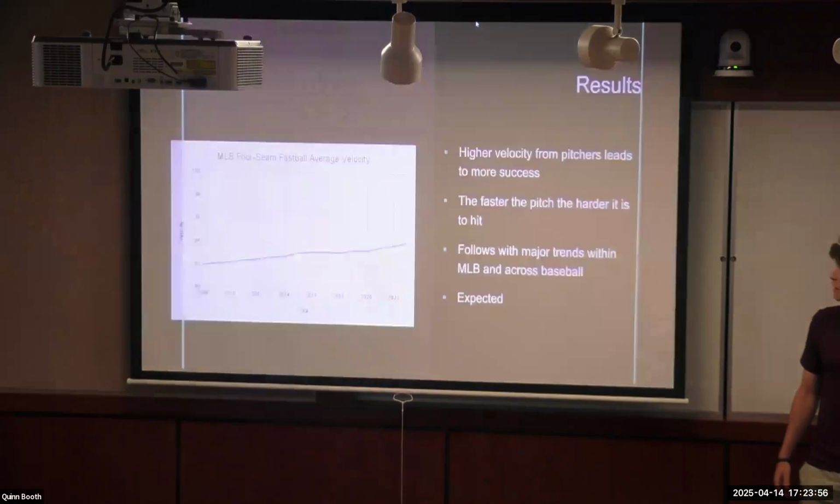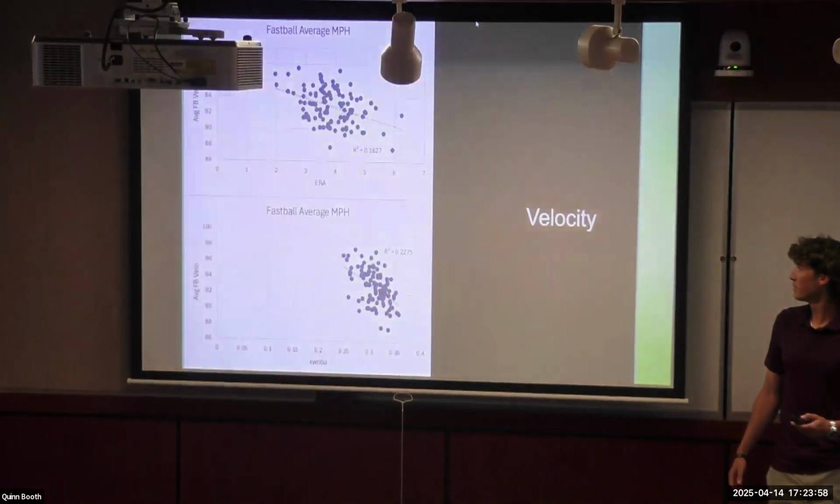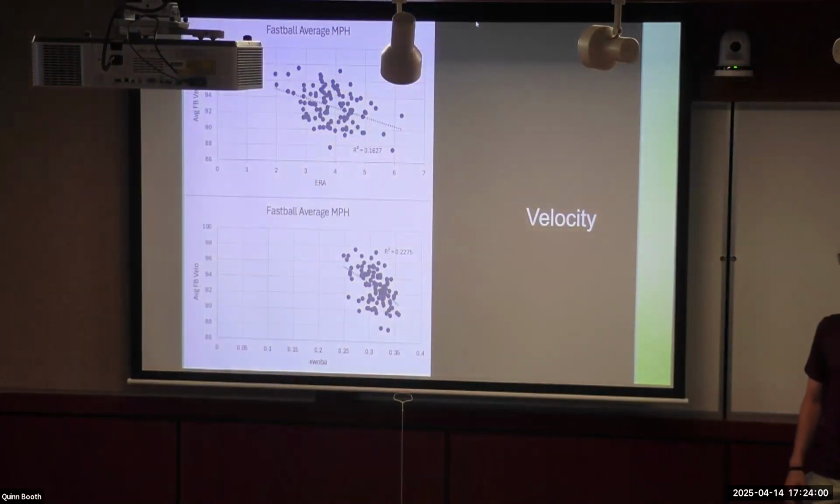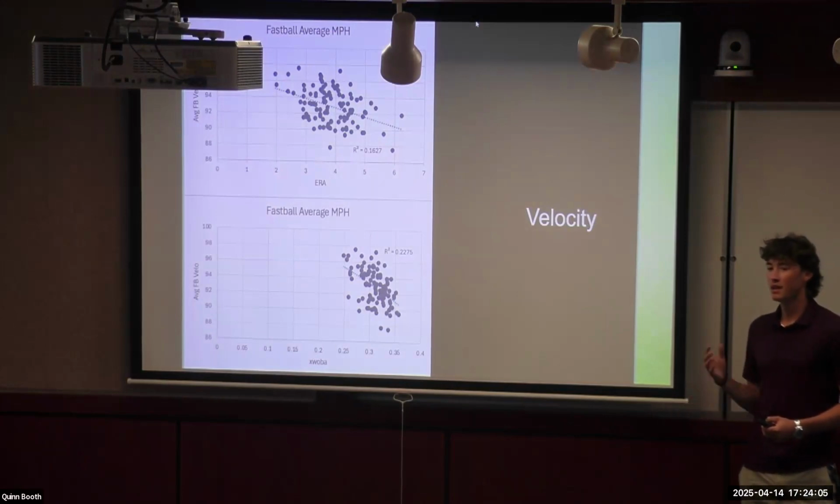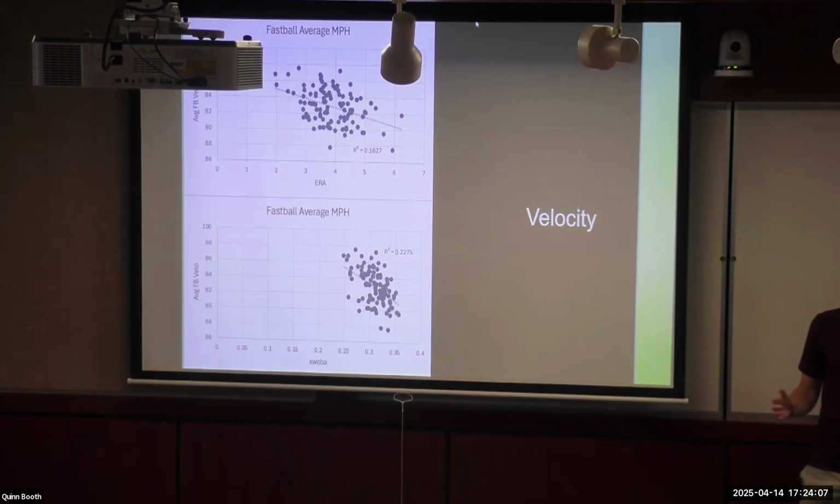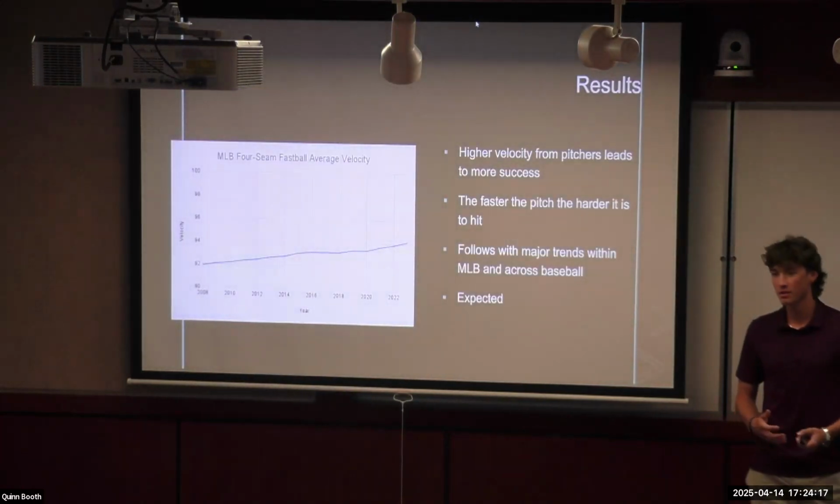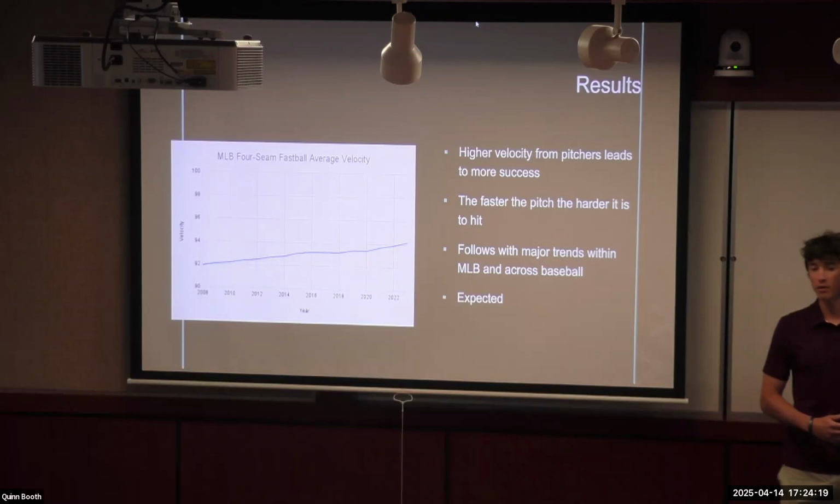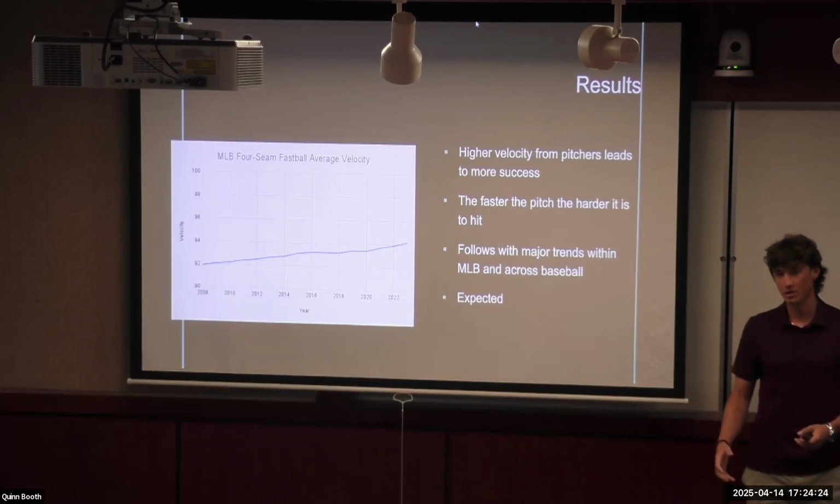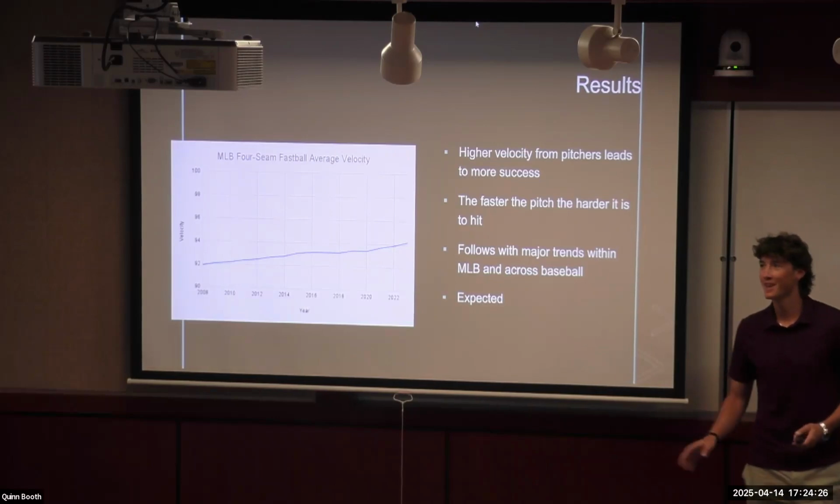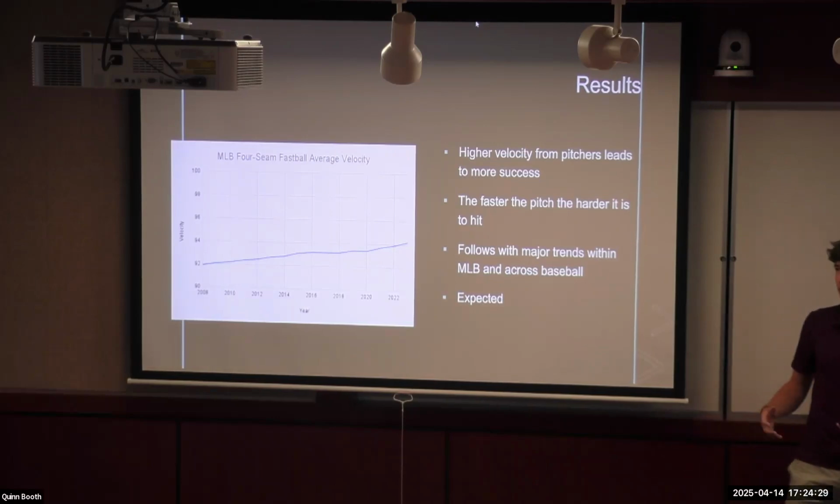First I looked at velocity versus ERA and xWOBA. This is kind of what I expected: the higher velocity relates to a lower earned run average and a lower xWOBA, which means that pitchers are having more success the more velocity they're throwing. That goes in line with recent trends over the past 10 years in the MLB of a significant increase in velocity, which has led to a lot of other issues involving injuries and other stuff that I didn't really look at today, but it's kind of what I expected.